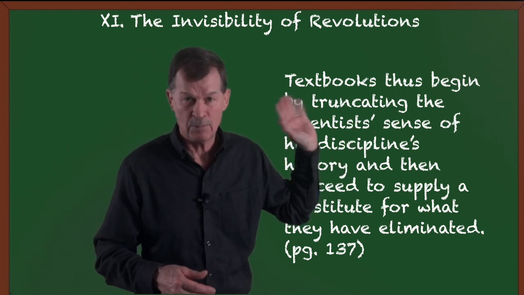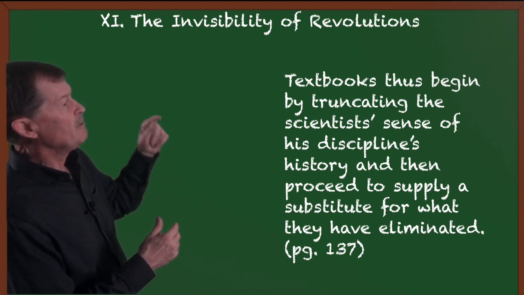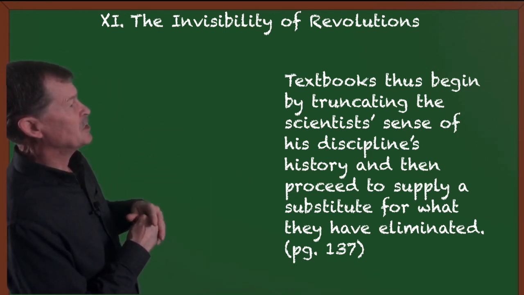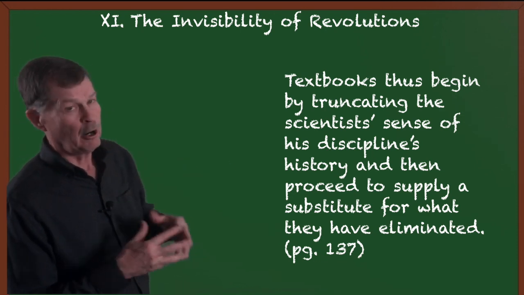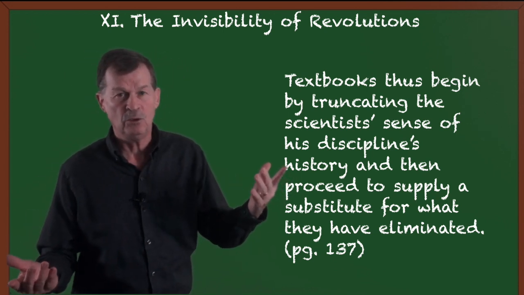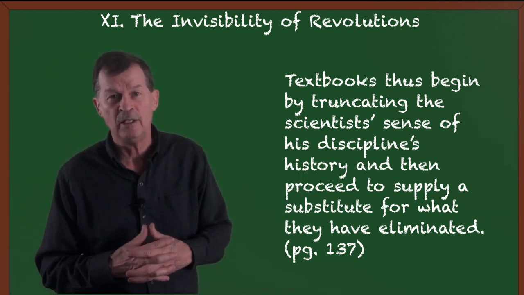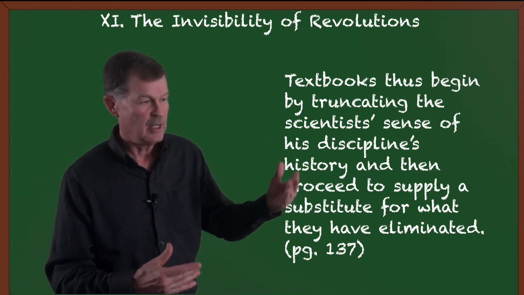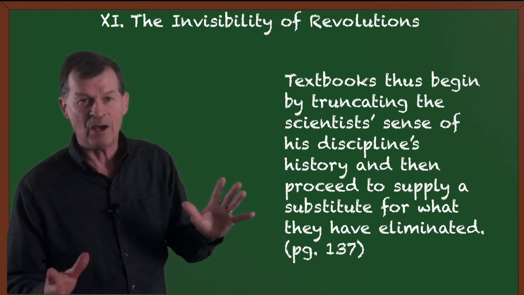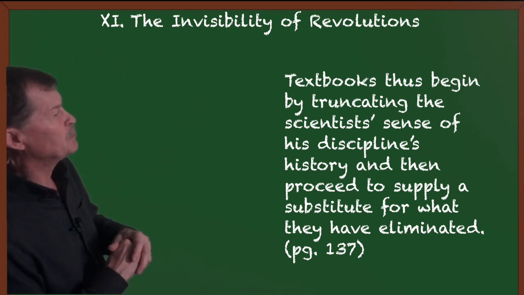So I do sympathize with Thomas Kuhn, and I do agree with him that science textbooks begin by truncating God's Word, the believers' sense of his discipline's history and our history, the whole world's history. It's truncated, and then they proceed to supply a substitute, which I believe is the evolutionary theory, which was first offered in the 600s BC by the early Greek philosophers as a substitute. They were having a change in paradigm. No more authority, no more religion, no more of what we've always followed. We're going with reason now. They have eliminated, and supplied a substitute for what they have eliminated.